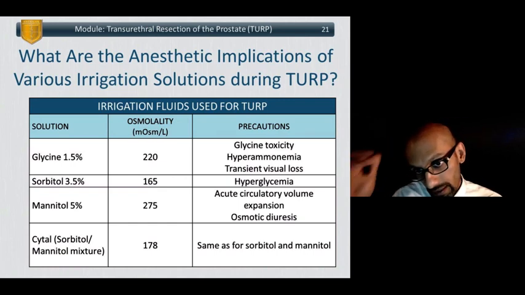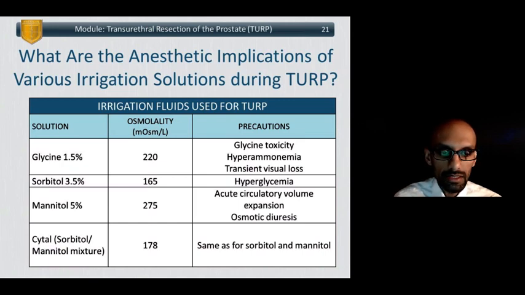Glycine is an inhibitory neurotransmitter, which has been implicated in the transient visual loss associated with its use as an irrigation fluid, and it also gets metabolized to ammonia. So overall glycine toxicity can be a problem. That's the most commonly used of these irrigation fluids. Sorbitol is a sugar, and through its metabolism can cause hyperglycemia. Mannitol, of course, expands circulatory volume and then acts as an osmotic diuretic.